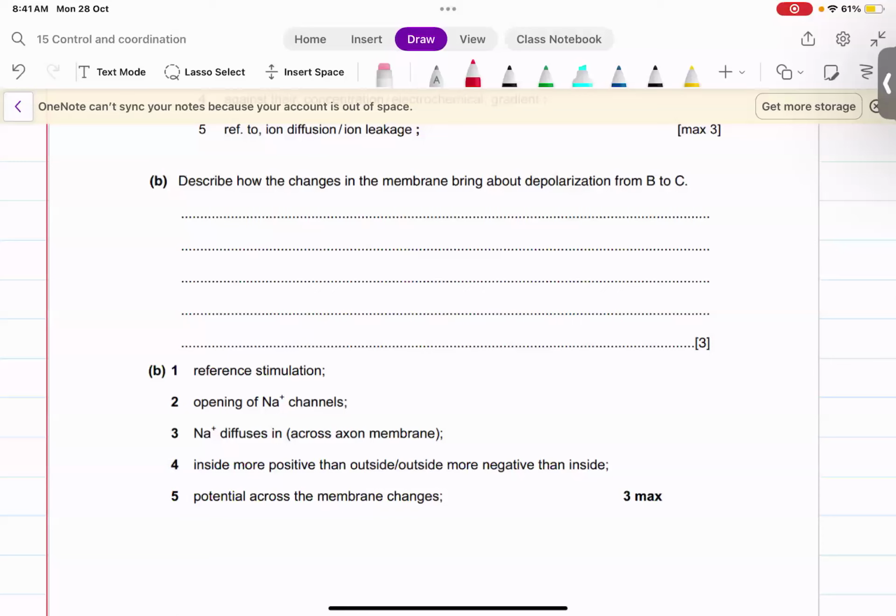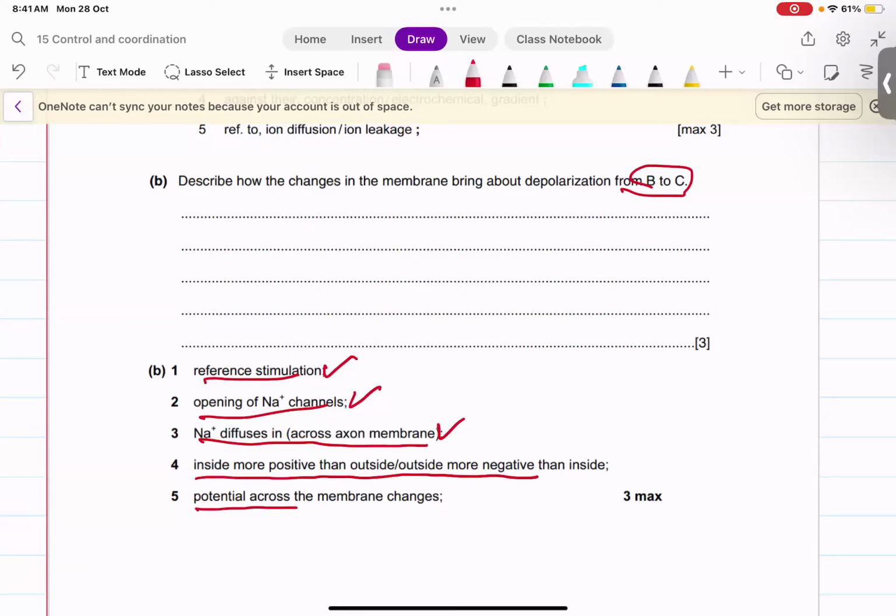Describe how the changes in membrane bring about depolarization from B to C. We have discussed this with reference to the electric current that we applied. Sodium channels open, sodium diffuses into the axon, and this makes the inside positively charged and the outside negative, and the potential across the membrane changes. So that is what is known as depolarization.